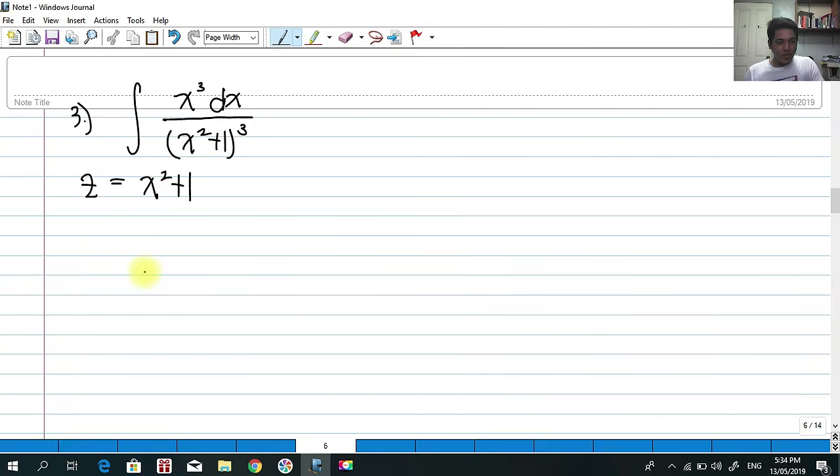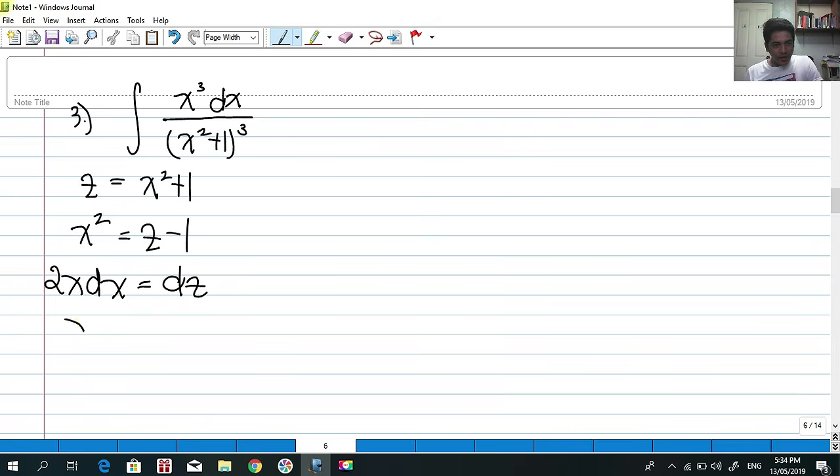So here's the key. z is equal to x squared plus 1. So get x in terms of this equation. So we have now x squared equals z minus 1. Okay, so take the derivative of both sides: 2x dx, and the derivative of z minus 1 with respect to z is simply dz.